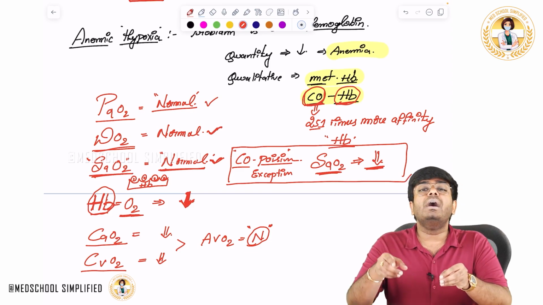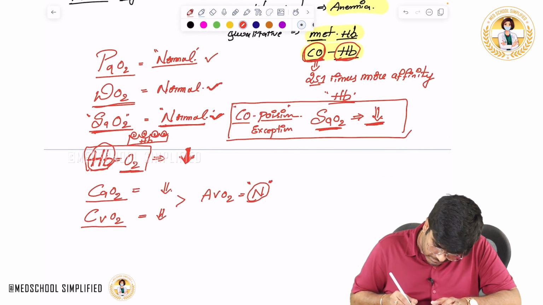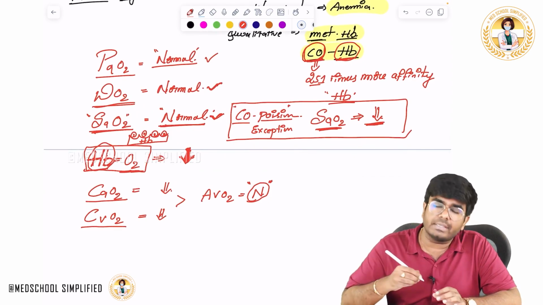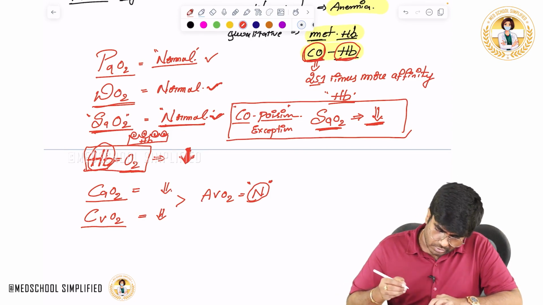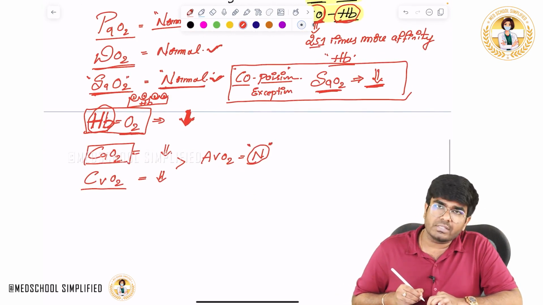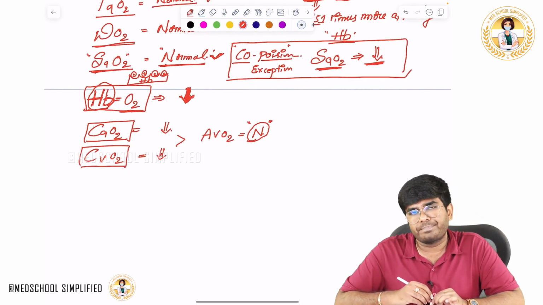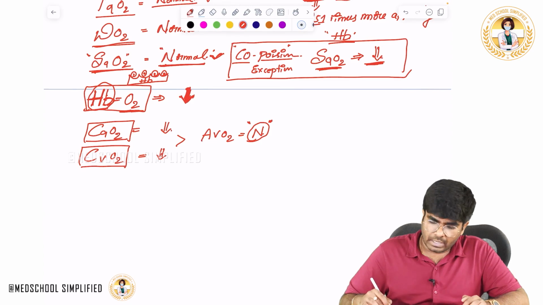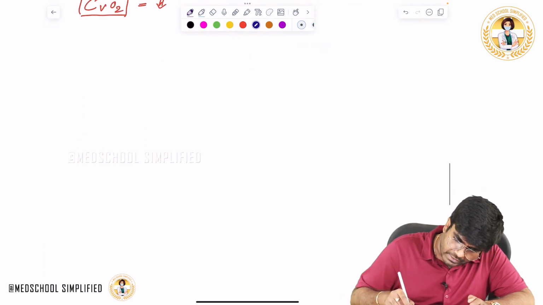But what is the problem? The amount of oxyhemoglobin is decreased. So automatically content of oxygen decreases. Content of oxygen in the venous blood and arterial blood decreases. Okay, so completed. Now the next type of hypoxia which I want you to know is stagnant hypoxia.